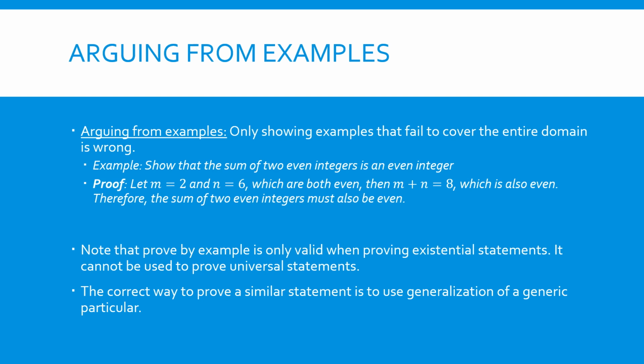Note that proof by example is only valid when trying to prove an existential statement. It is invalid when used to prove a universal statement. To prove the statement we have here, we should use the generalization of a generic particular.